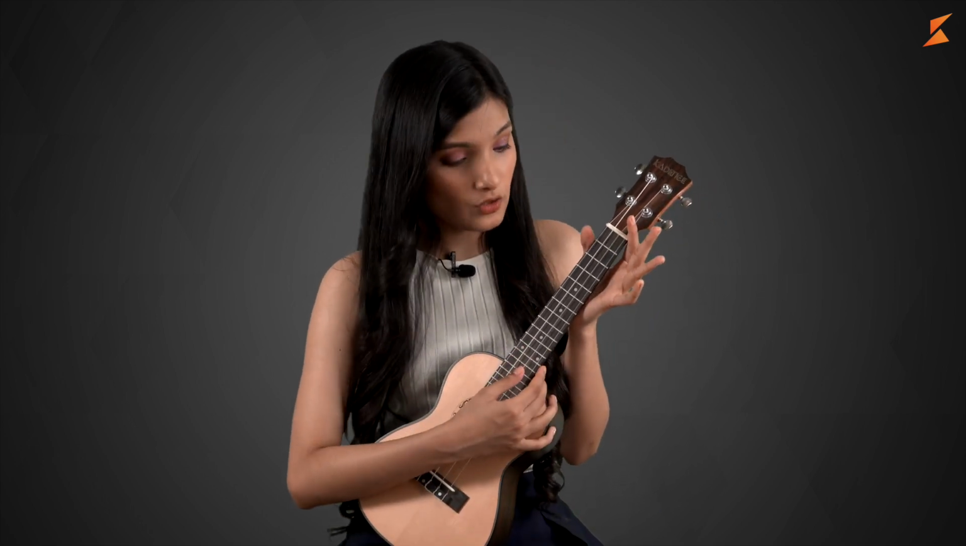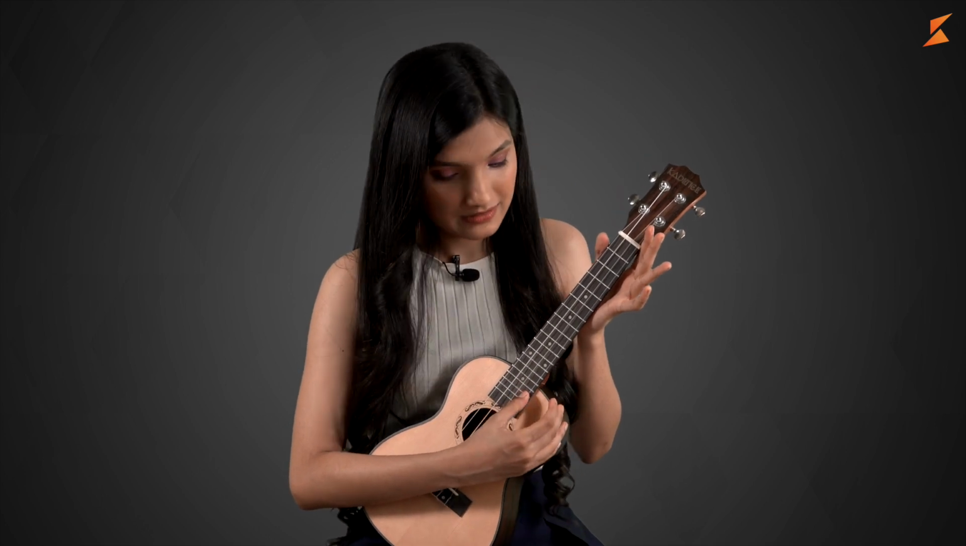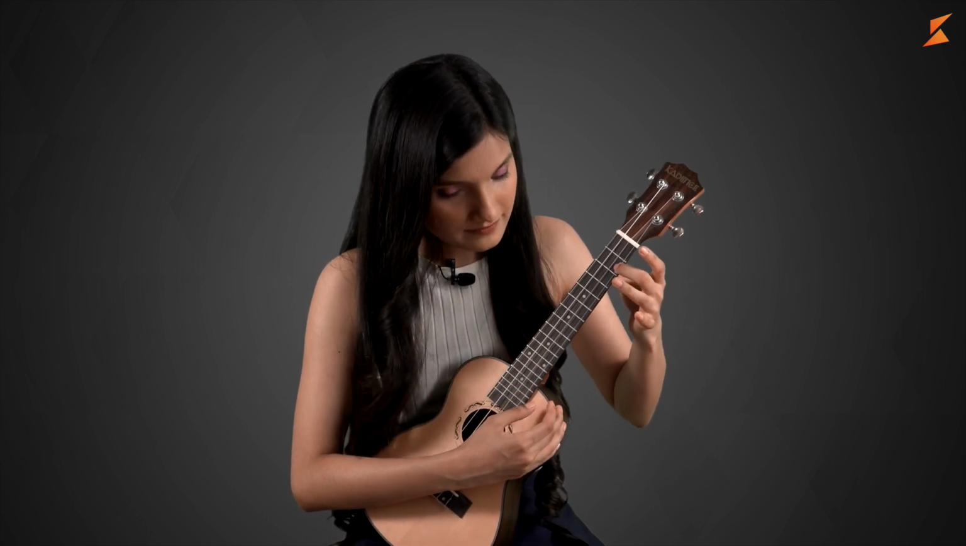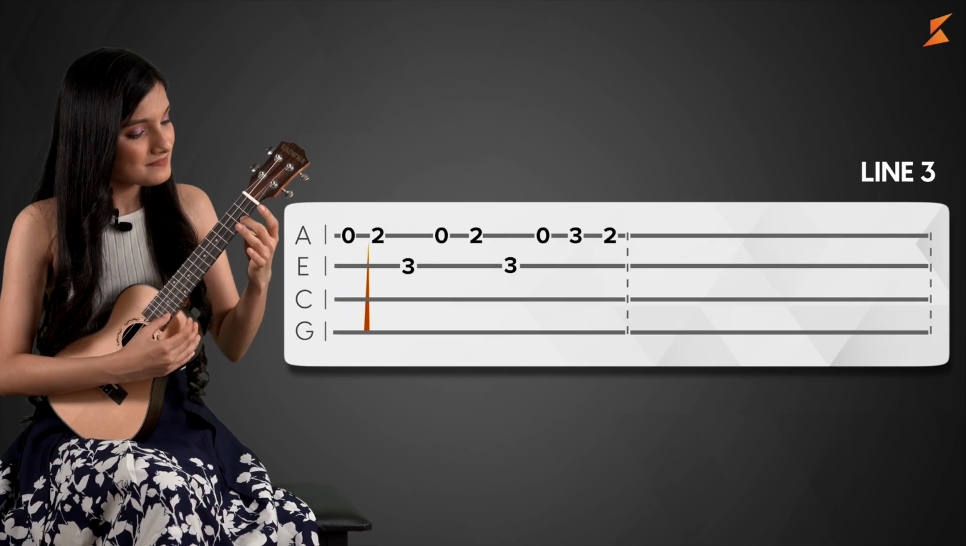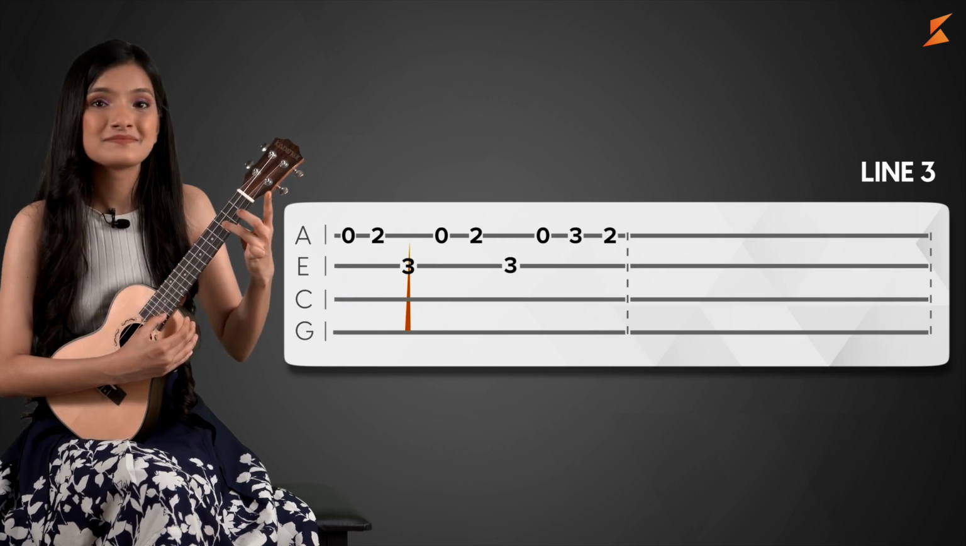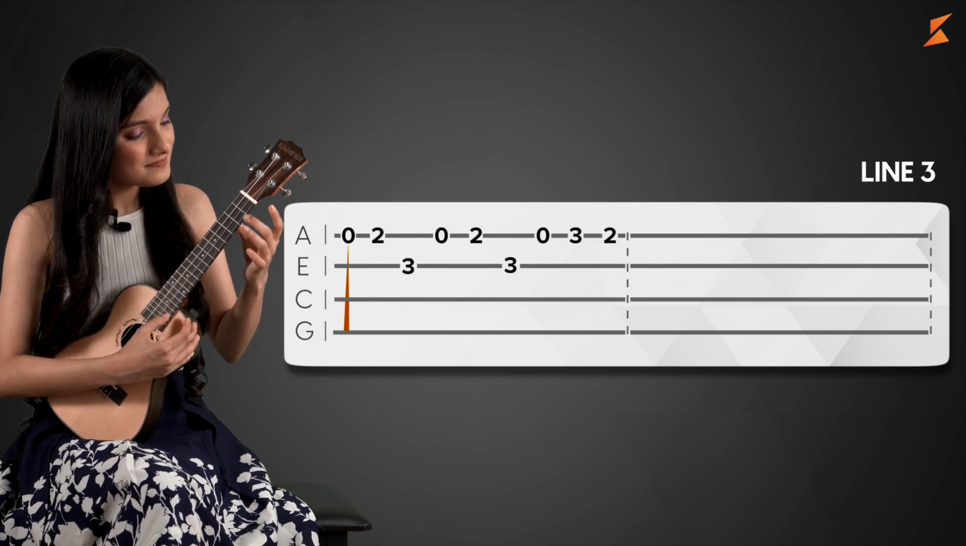First, we play the open A string like this. And then you play the 2nd fret of the 1st string like this. Followed by the 3rd fret of the 2nd string. Now let's put this together and play it. So these are the first 3 notes of the 3rd line.